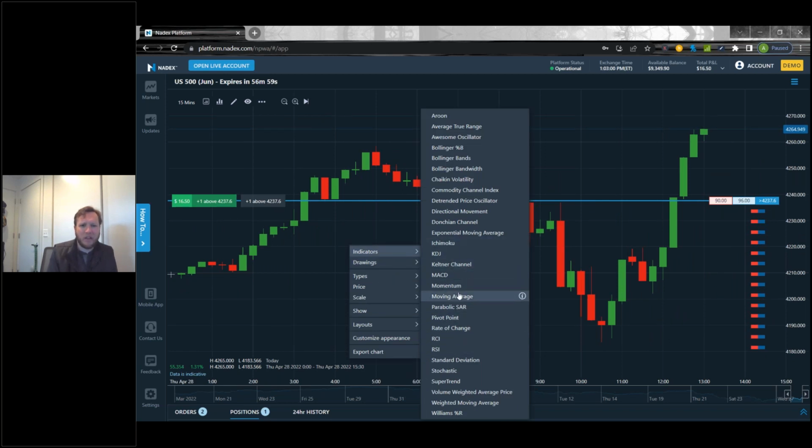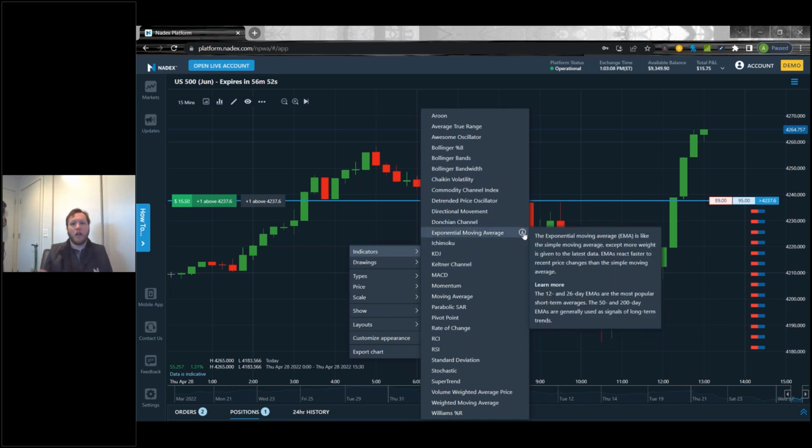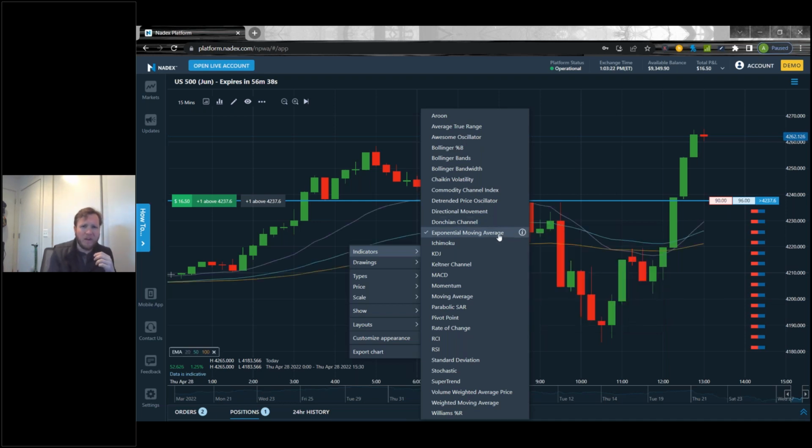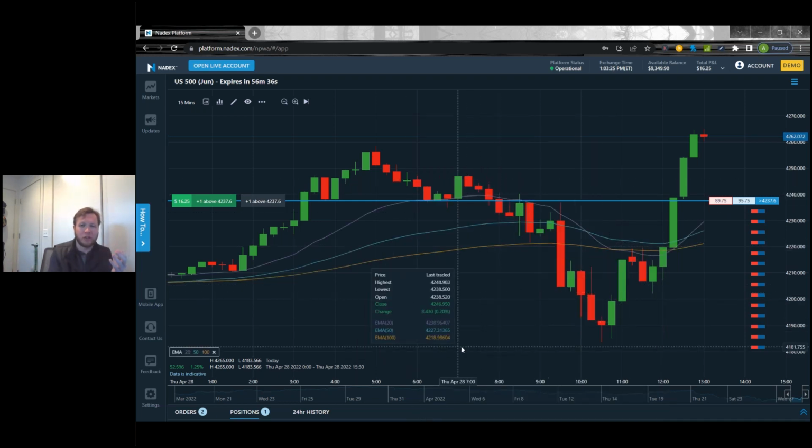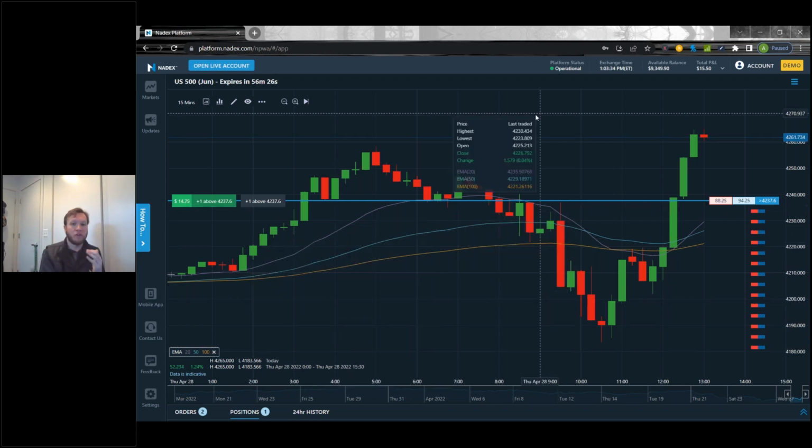EMA is the exponential moving average. We can see the exponential moving average is a weighted moving average indicator. The last one, RSI, is a momentum indicator. Very basically, what the exponential moving average does is give you a moving average, so it's averaging all of the X number of periods and giving you the average value of that. That's what these lines are.